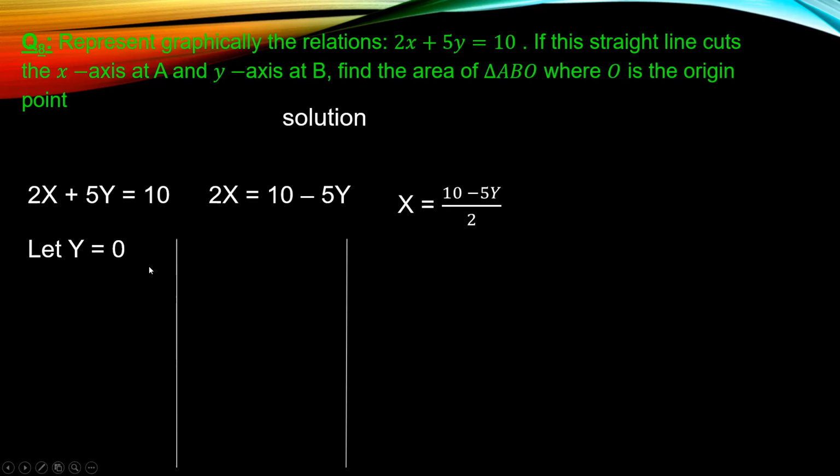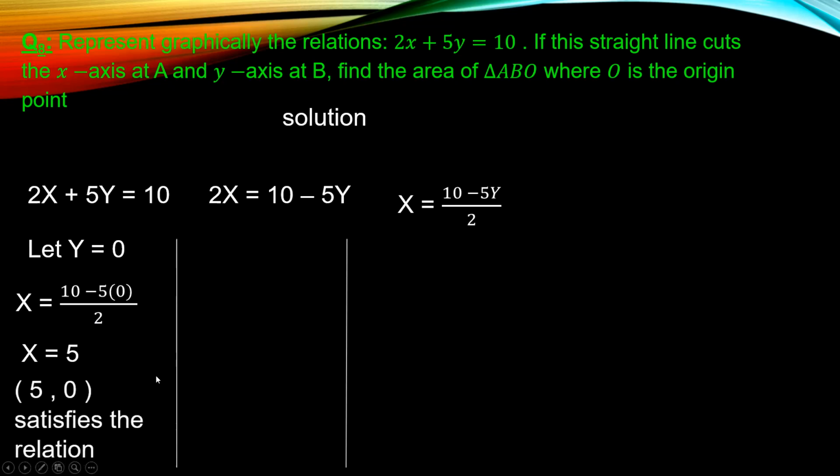And here we let the value of y equal 0. Then we substitute y equals 0 in this relation. So x equals 10 minus 5 times 0 over 2. Here 5 times 0 equals 0. So x equals 10 divided by 2 equals 5. So the value here is 5 and this ordered pair will be (5, 0). And we can see that this ordered pair satisfies the relation.